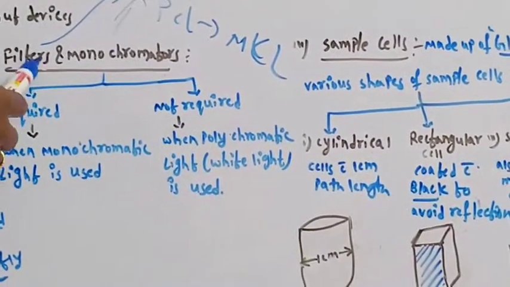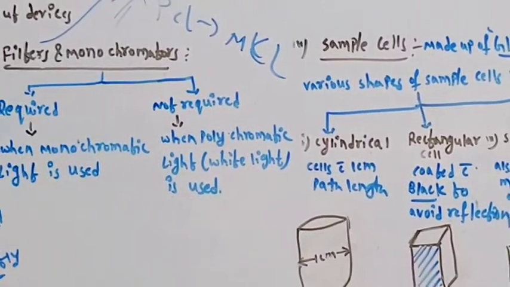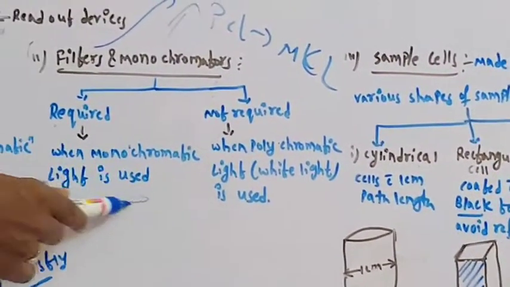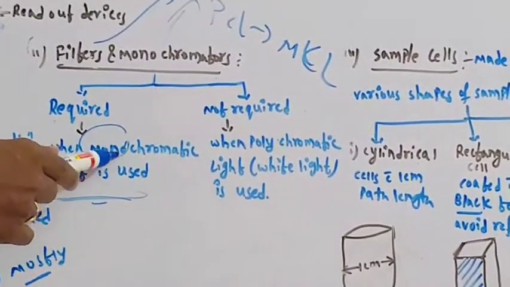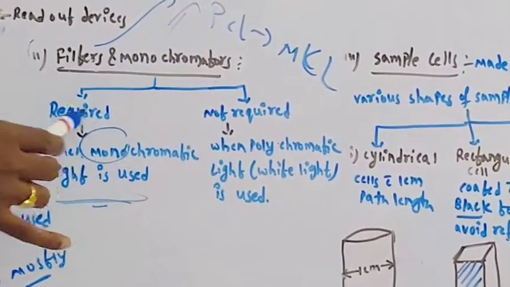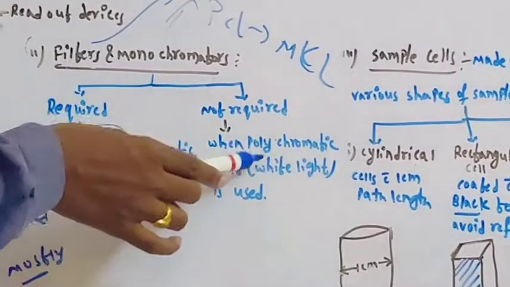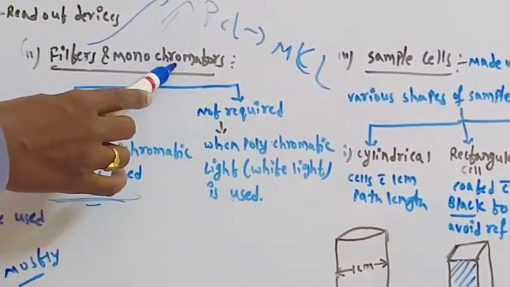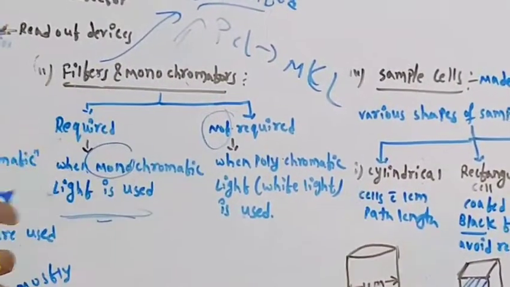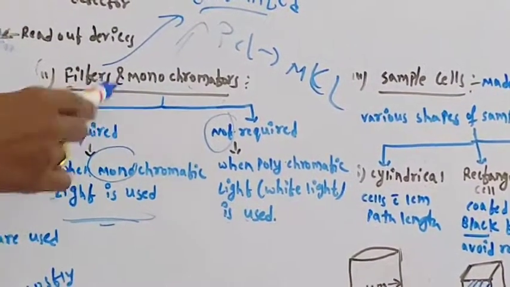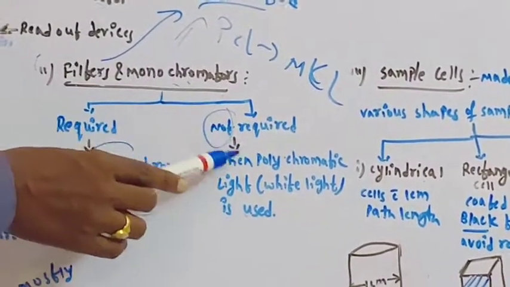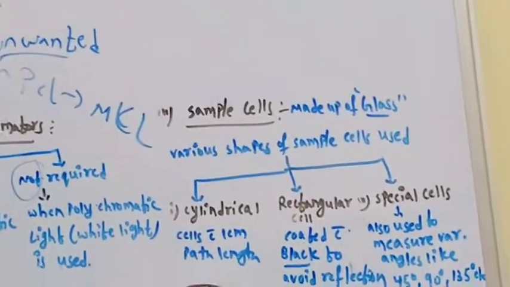These filters or monochromators are required when monochromatic light is used. When polychromatic light, that is white light, is used, then these filters or monochromators are not required. This is the condition. This is about filters and monochromators.